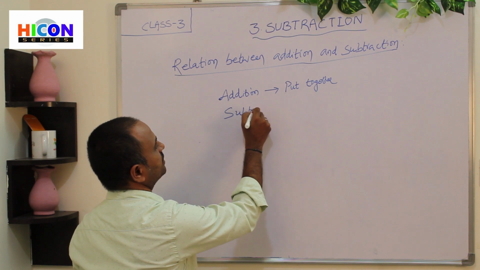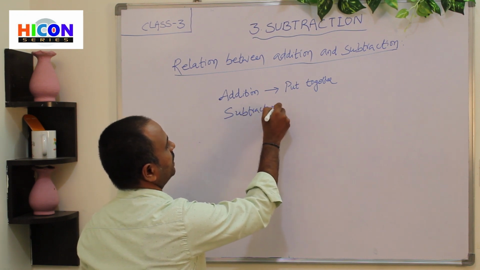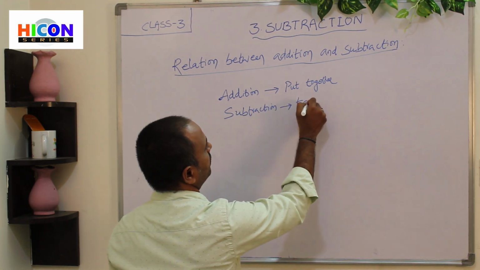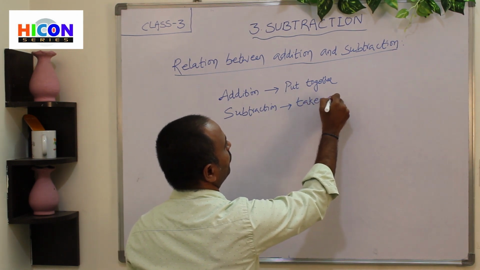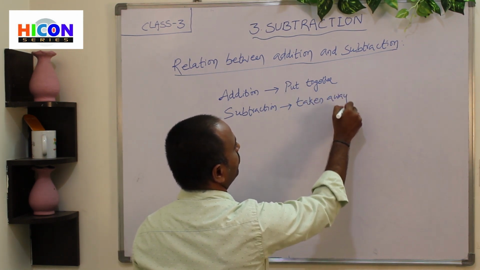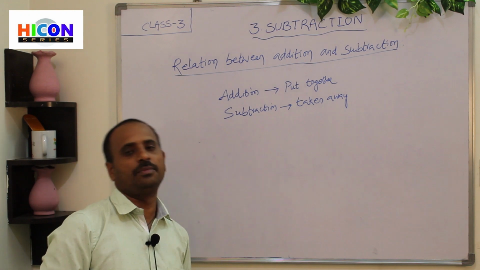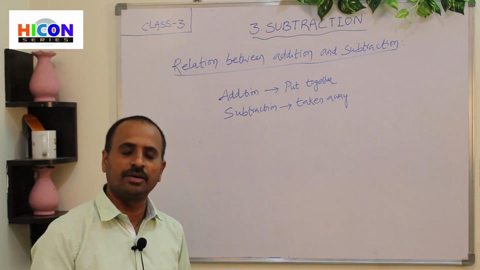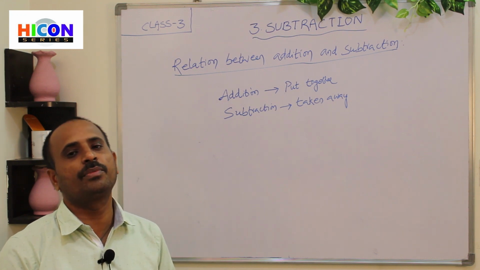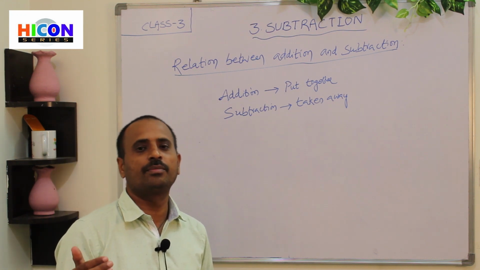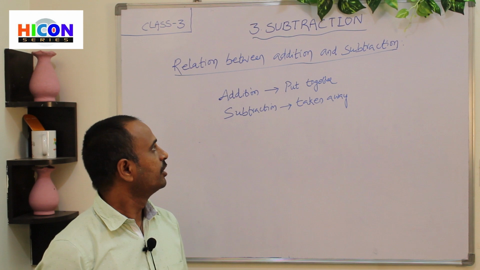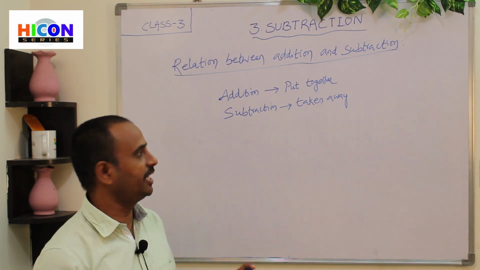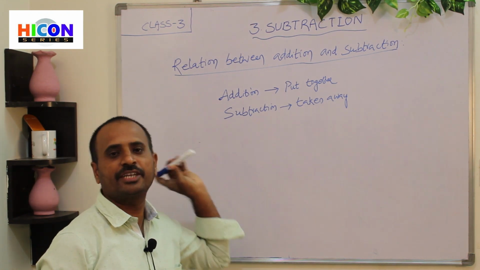And what is subtraction? Subtraction means taken away. That means we will take away some objects from the given total number of objects. So if we take away some objects or some numbers from the given total number of objects or given total number of numbers.